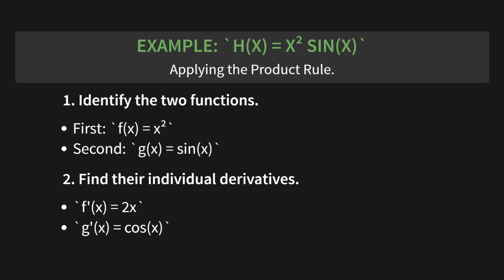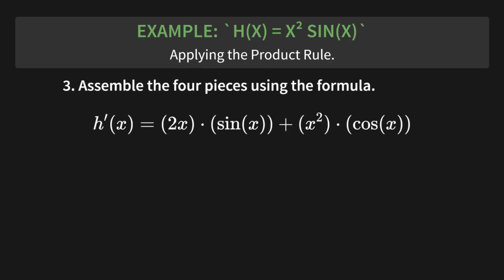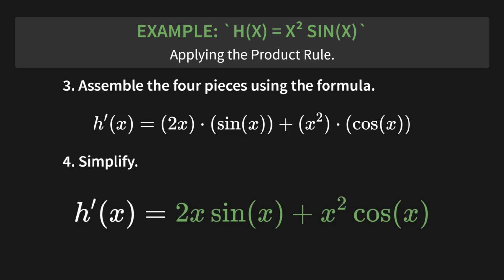Okay, we have our 4 pieces. Now for step 3. Assemble the 4 pieces using the formula. Remember the rhythm? Derivative of the first times the second. So that's 2x times sine of x, plus the first times the derivative of the second. So that's x squared times cosine of x. There it is, all laid out. Step 4 is just to simplify. H prime of x equals 2x sine of x plus x squared cosine of x. That's it. That's our answer. Not so bad when you follow the pattern, right?